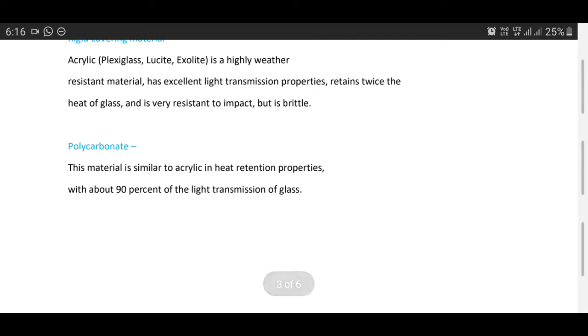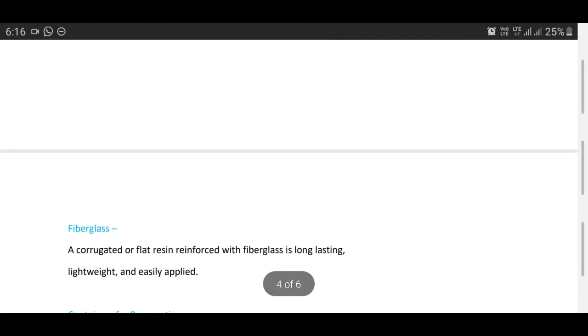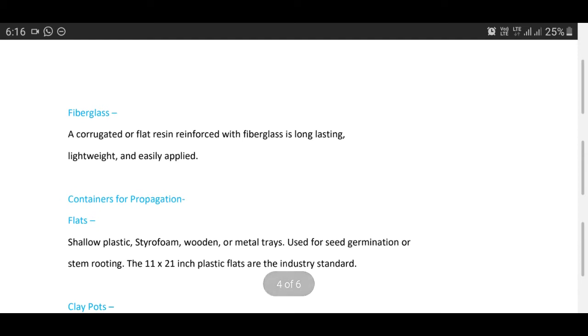Polycarbonate: this material is similar to acrylic in heat retention properties, with about 90% of the light transmission of glass. Fiberglass: a corrugated or flat resin reinforced with fiberglass is long lasting, light in weight and easily applied. Such structures, if you are using fiberglass, are called fiber houses.